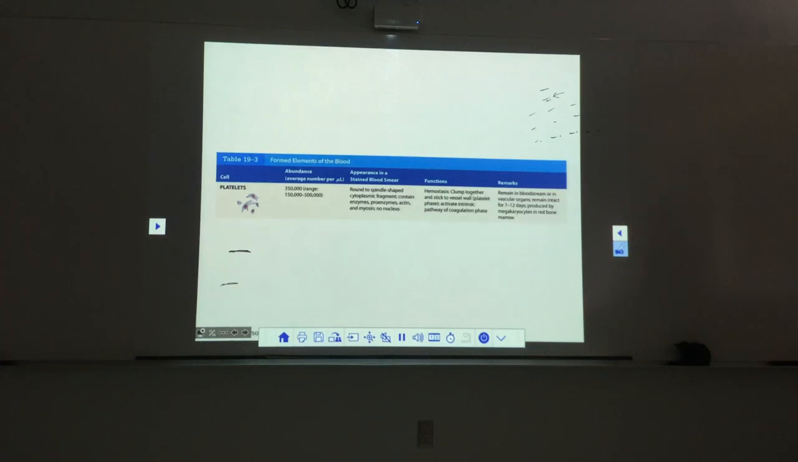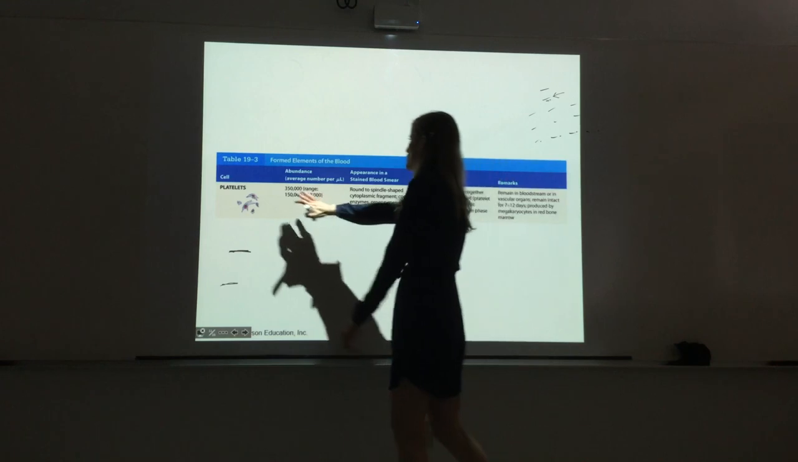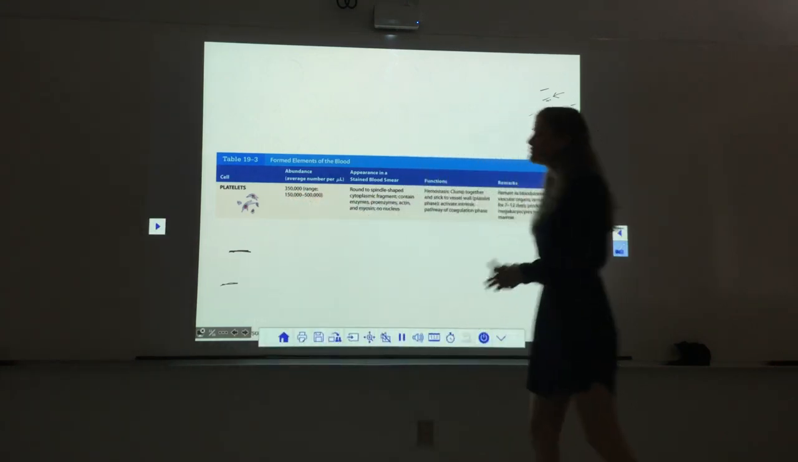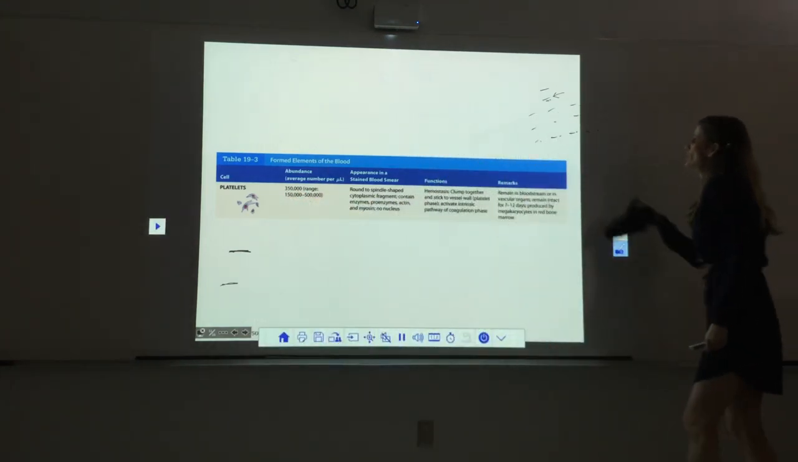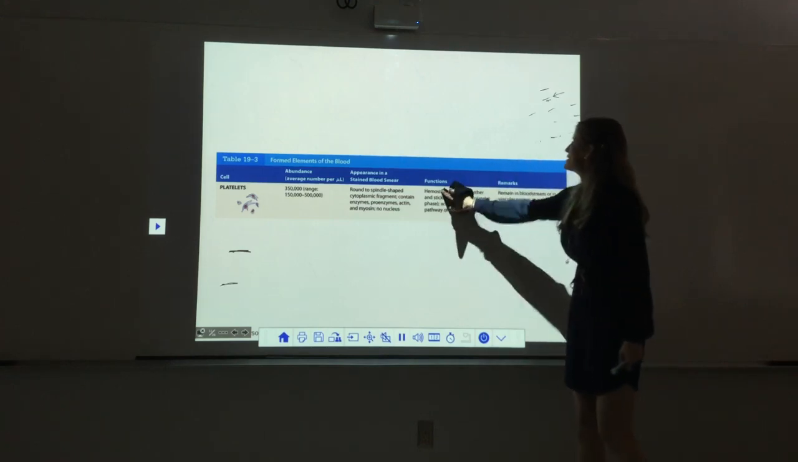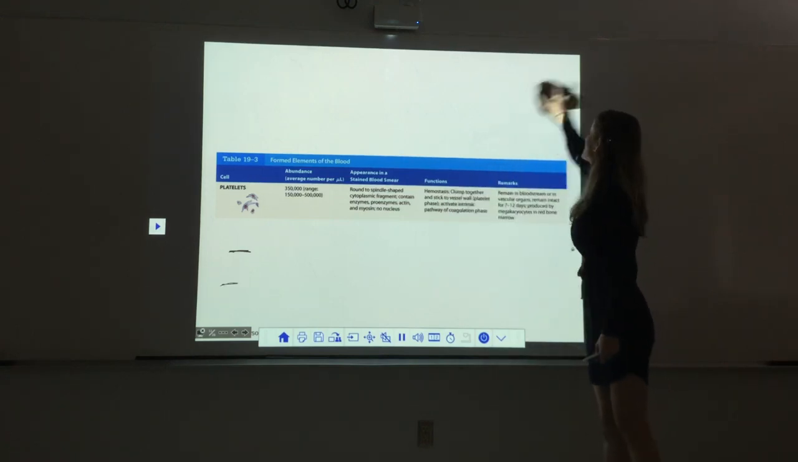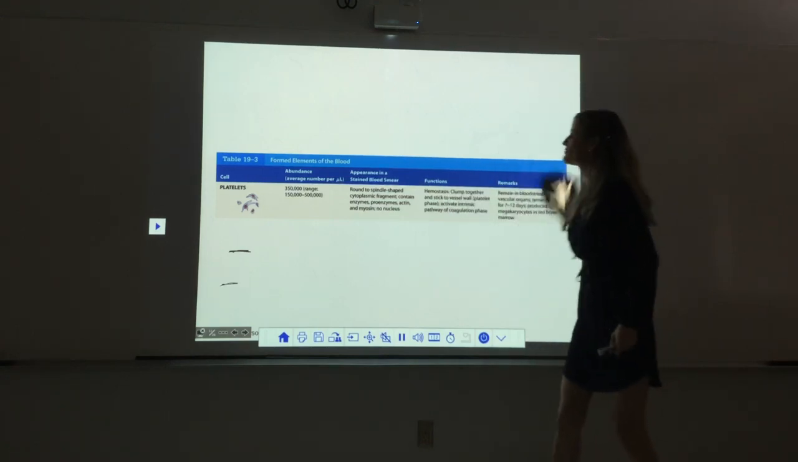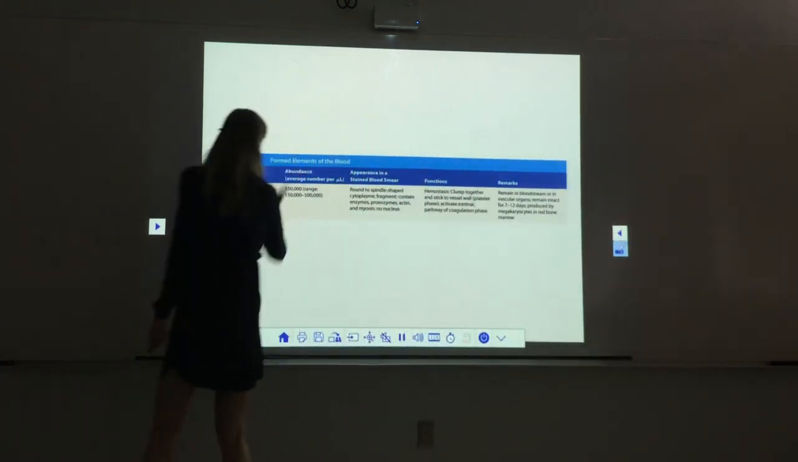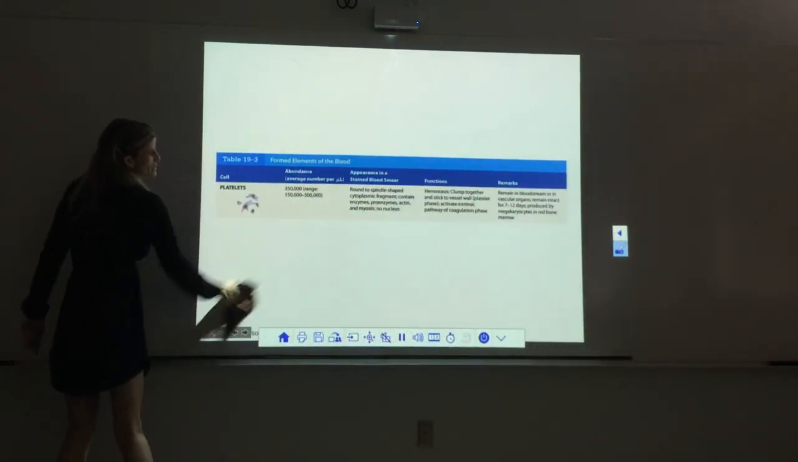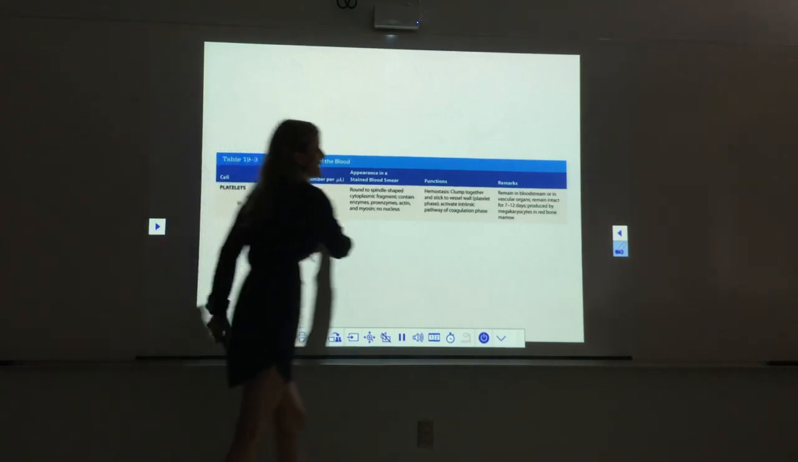Again, this is just kind of FYI. You see platelet counts typically between 150,000 and 500,000. We see that they're involved in hemostasis, or the clumping of blood to stop blood loss after an injury. They're relatively small cell fragments that contain clotting factors.